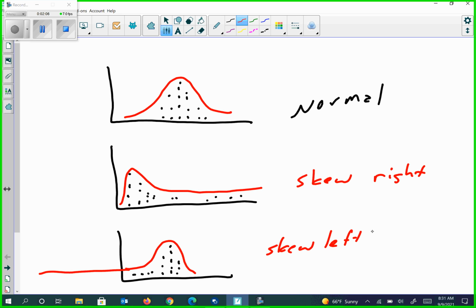Now, when you're skewing things to the right or to the left, that just basically means that the mean is being pulled to the right, or the mean is being pulled to the left. You have outliers to the right, or you have outliers to the left. Does that make sense? And then I can go back to any of those problems and we can take a second look at them.